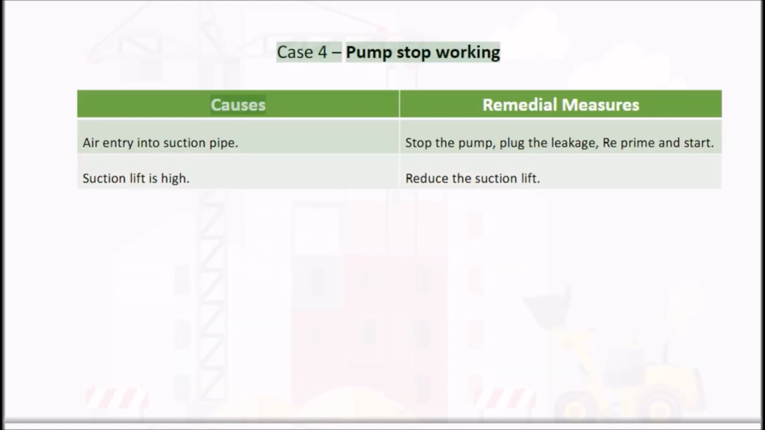Case 4: pump stops working. Causes and remedial measures. Air entry into suction pipe: stop the pump, plug the leakage, reprime, and start. Suction lift is high: reduce the suction lift.